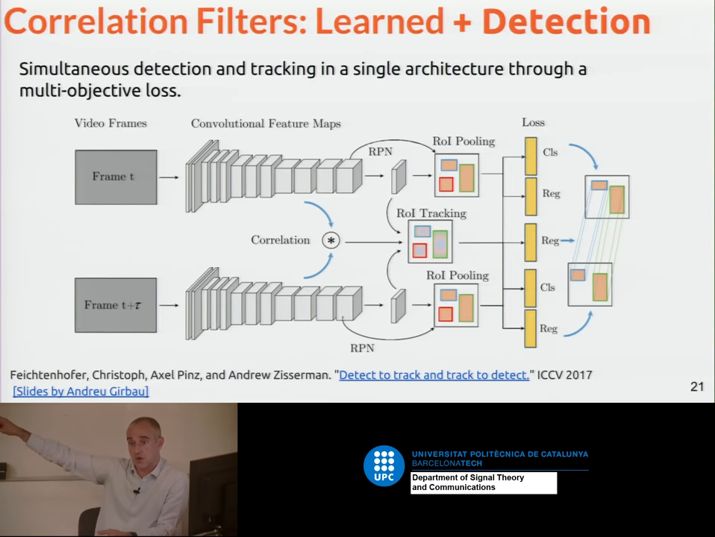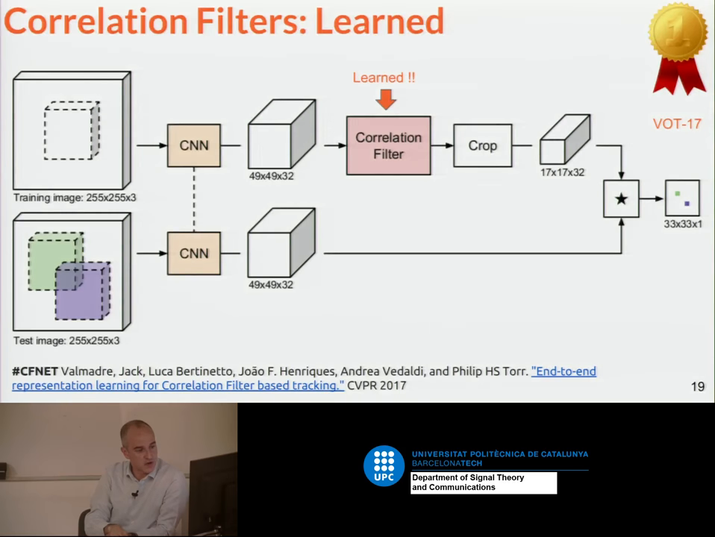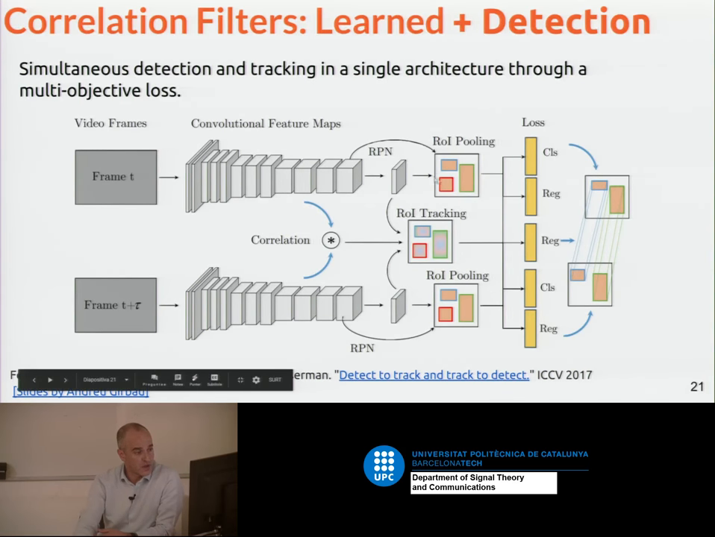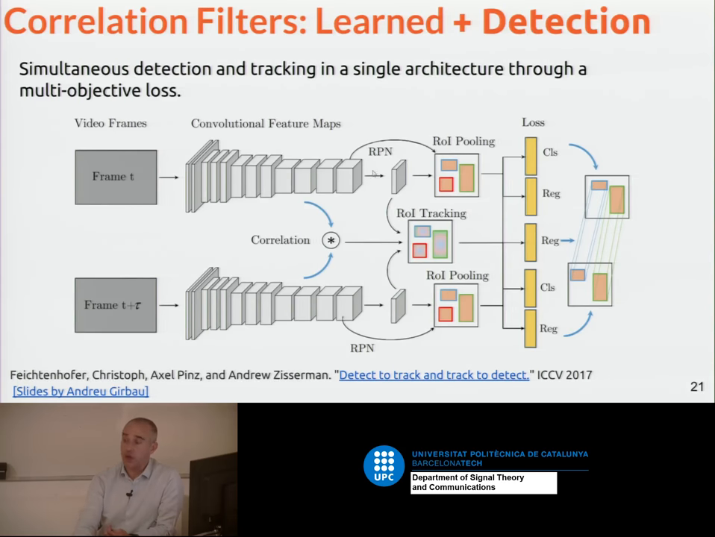In other works, you need to detect the object and track it. So in the second work that I'm showing, they are similar, but this one and this one are different, right? In the second one, they were solving both the detection and the tracking. And they managed that by combining the correlation filters that you have over here with, so do you know what RPN stands for?